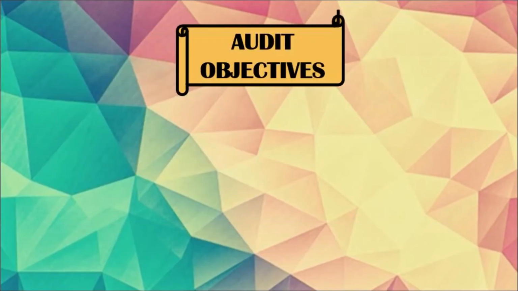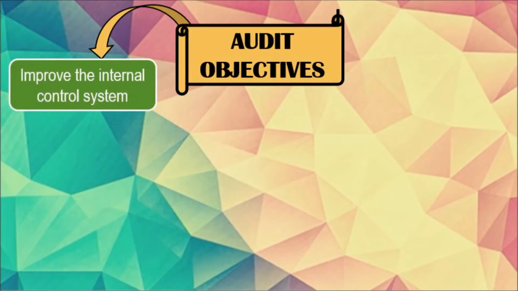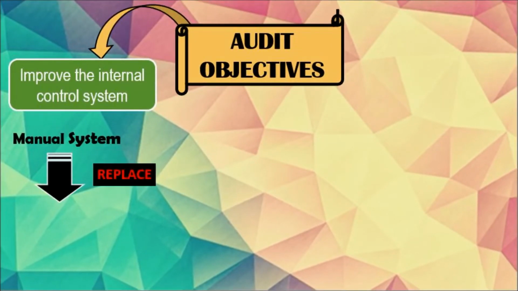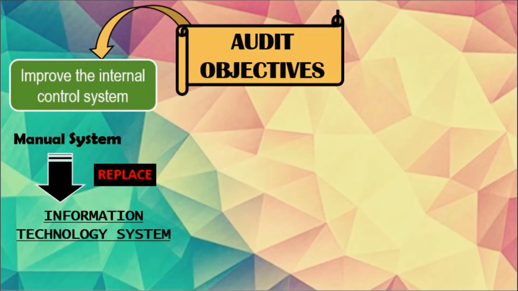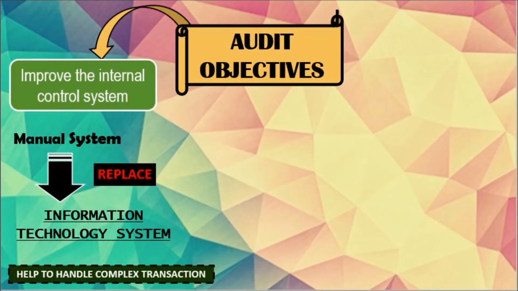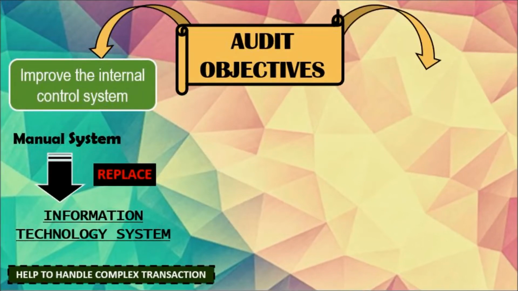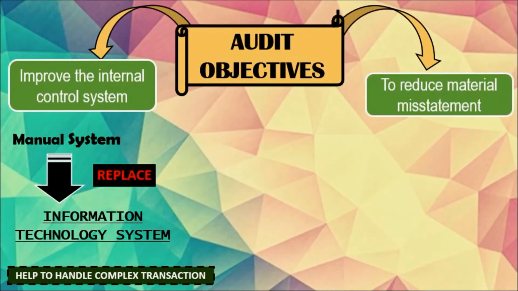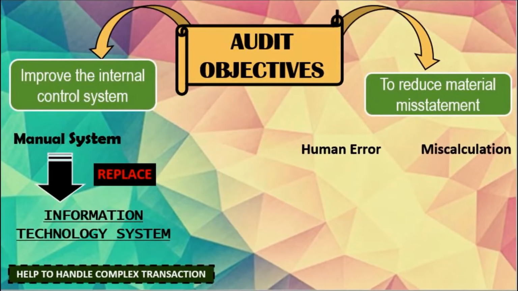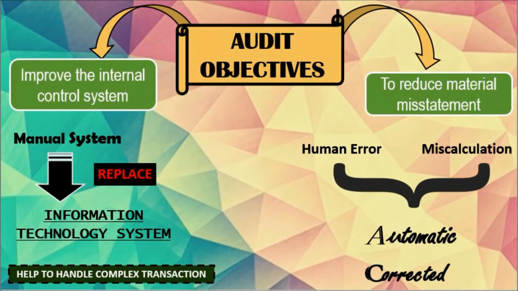Okay, let us discuss the audit objective and scope of work in a computerized environment. The audit objective that can be recognized is to improve the internal control system. This can be done by replacing the manual system with an information technology system in internal control, where it can help handle complex transactions. Another objective is to reduce material misstatement. When integrating information technology, human error and miscalculation can be corrected automatically.